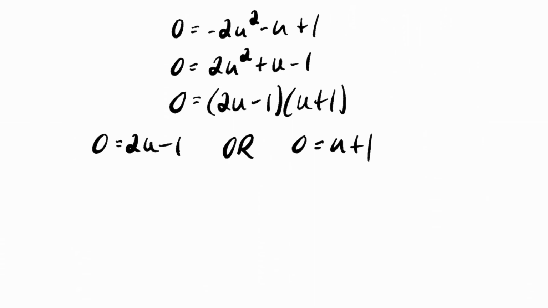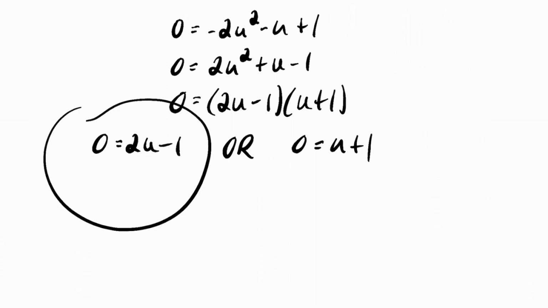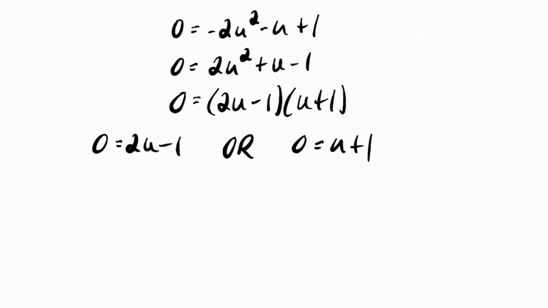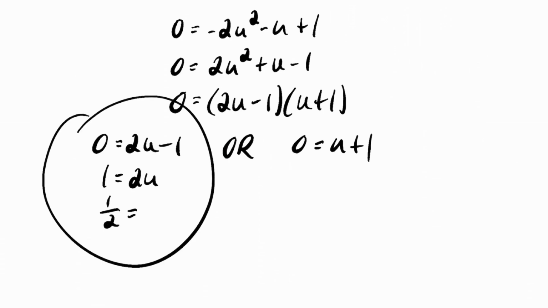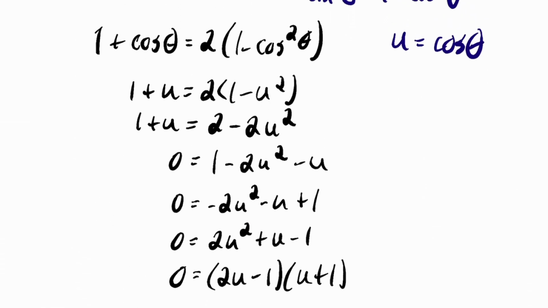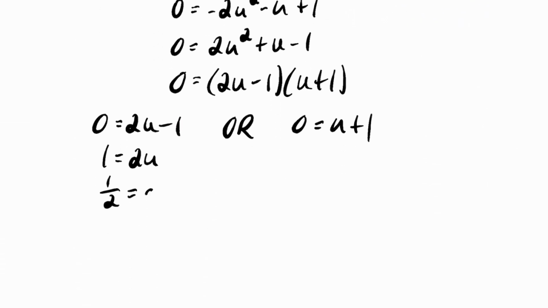I'm going to focus on this equation first. I'm going to add 1 to both sides. So 1 equals 2u. Then I'll divide by 2 on both sides. 1 over 2 equals u. But I'm not going to write u, because now, at least for this branch of the problem, the algebra part is kind of done. I'm going to put the cosine theta back in, right? That guy there.